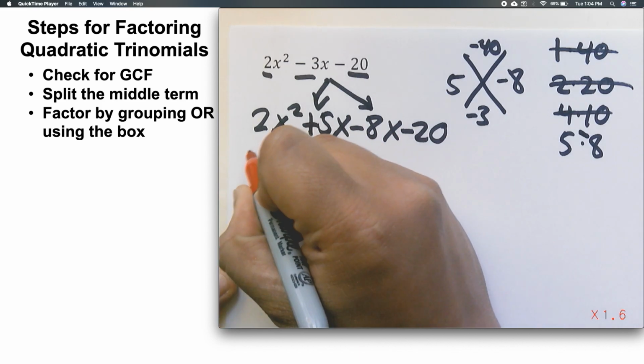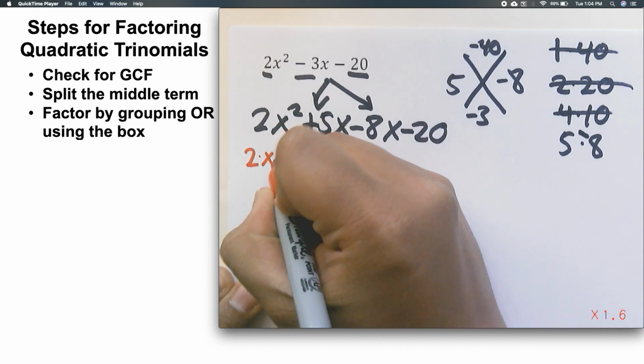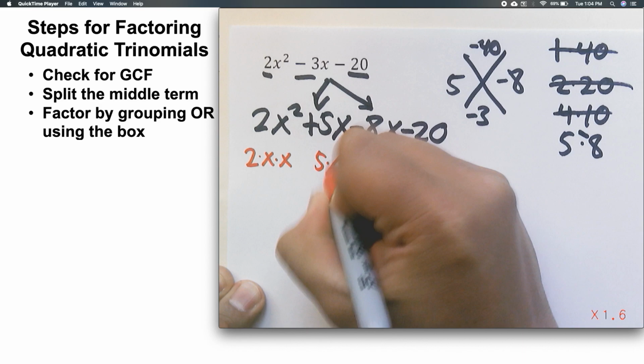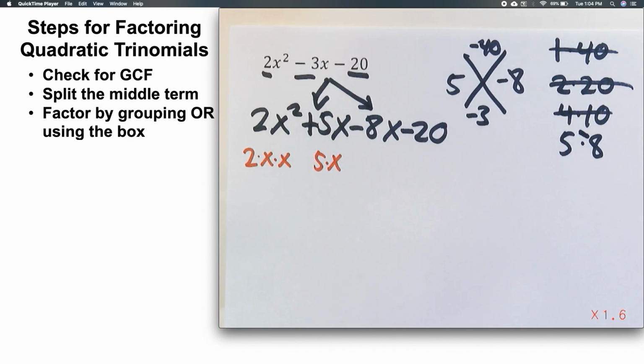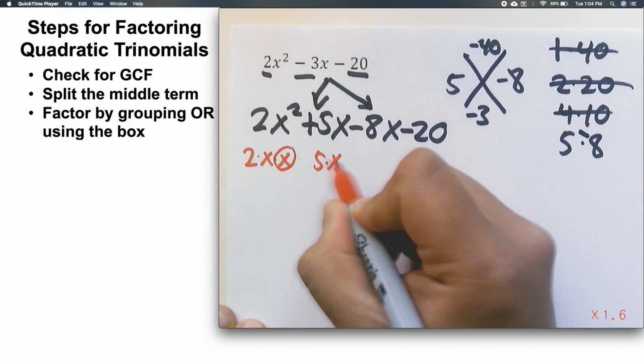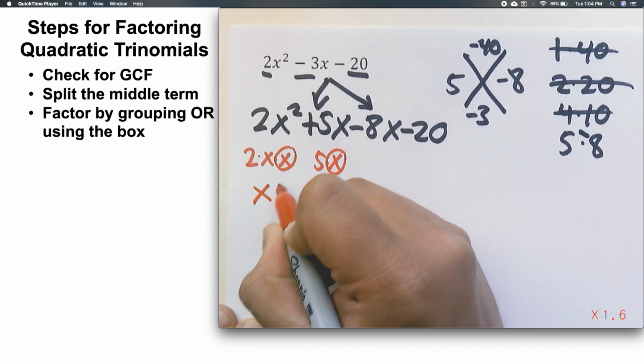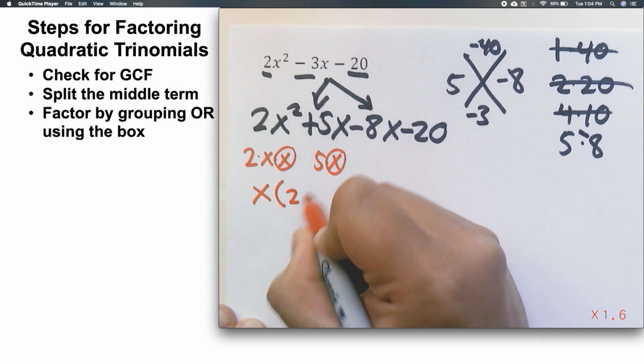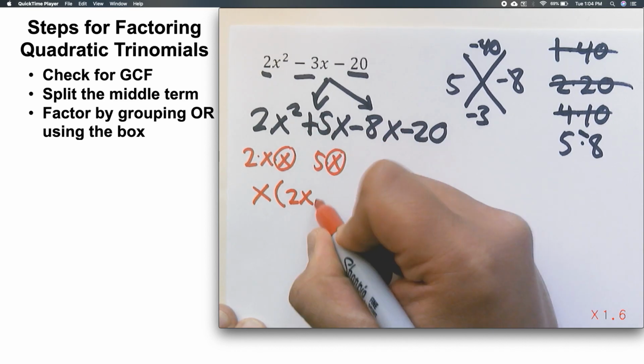So the next part is I'm going to go ahead and factor these first 2 parts right here. So that's going to be a 2 times an x times an x. That's going to be a 5 times an x. Okay, factor by grouping, so I'm not worried about this other side yet. These two have an x in common, so x comes out. And that's it. So I have a 2x plus, because there's a plus here, 5.